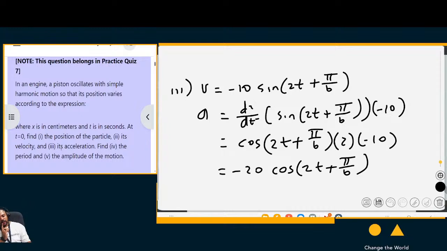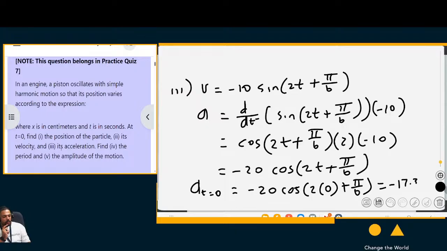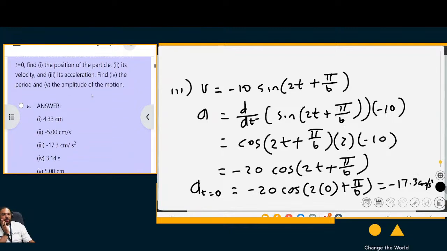Acceleration is dv/dt. That's the acceleration. Now we want the acceleration when t is equal to 0. If we plug in negative 20 cosine of 2 times 0 plus pi over 6, we have the answer equal to, what I got here is negative 17.3 centimeters per second squared, because we are dealing with acceleration. Let's see if they found it. Negative 17.3 centimeters per second squared.